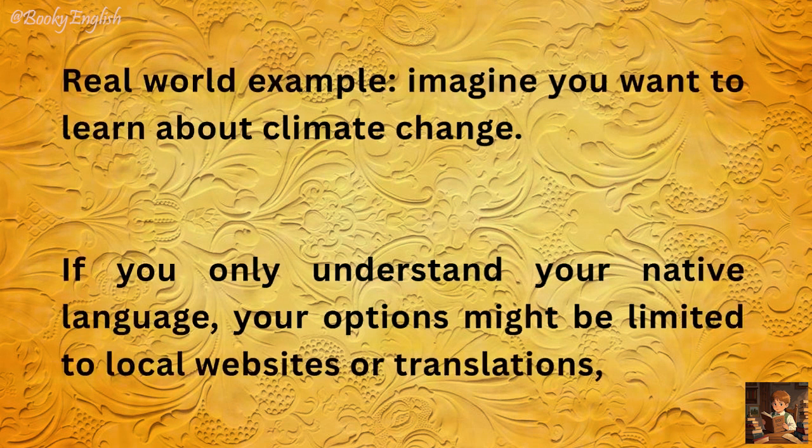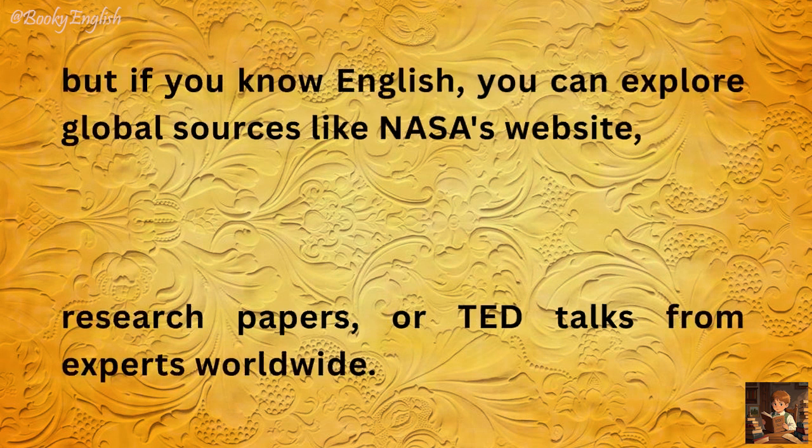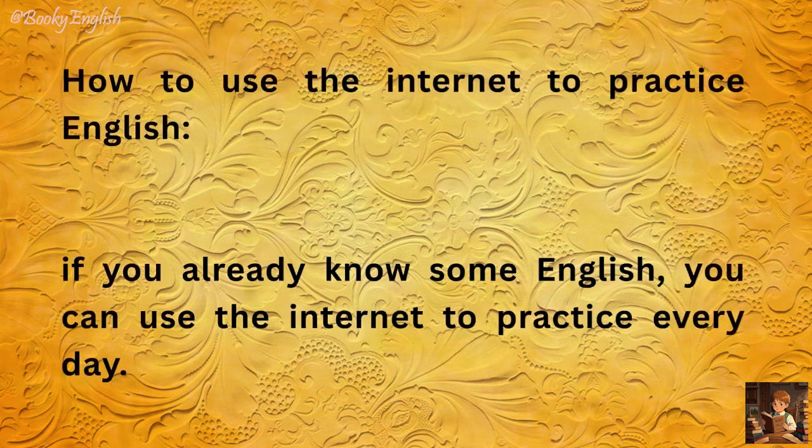Real-world example: imagine you want to learn about climate change. If you only understand your native language, your options might be limited to local websites or translations. But if you know English, you can explore global sources like NASA's website, research papers, or TED Talks from experts worldwide. How to use the internet to practice English.